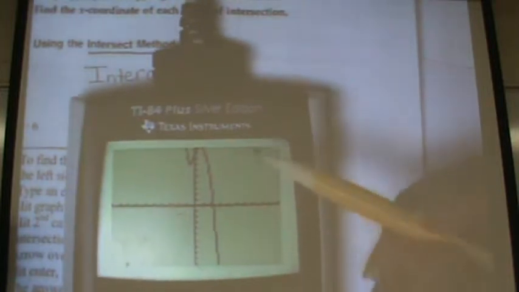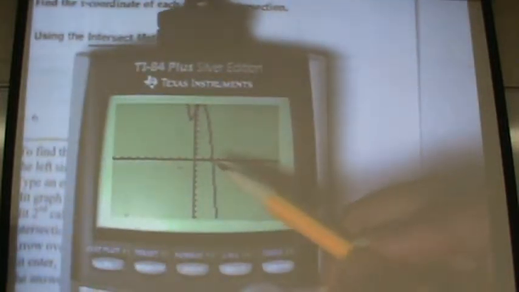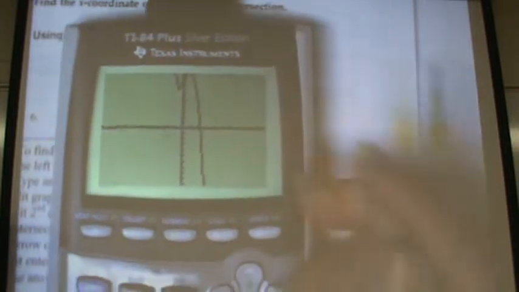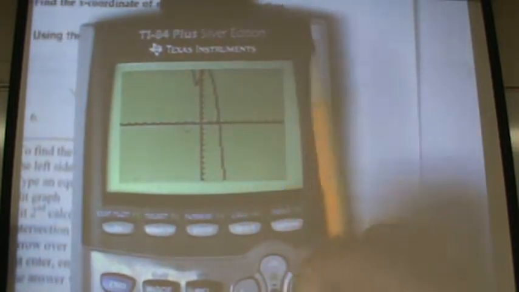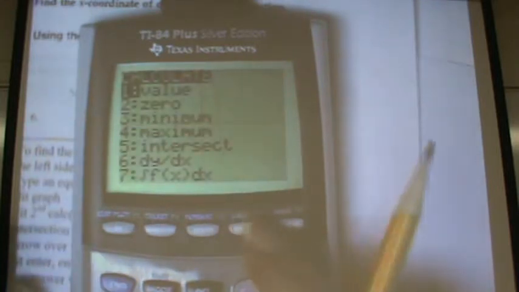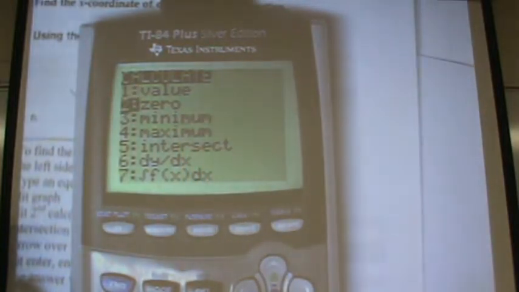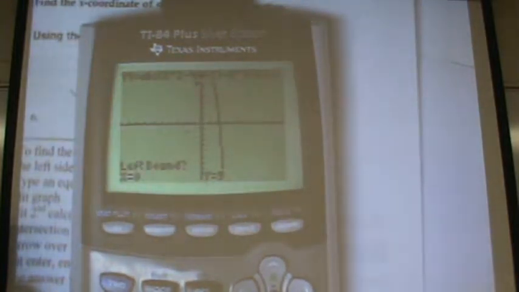If you set it equal to 0, what you're looking for is where the graph hits the x-axis. We're looking for the x-intercept. Now how do you do that? You're going to go to second, calc, and you're going to calculate the zero. The zero is your x-intercept. So go to zero.